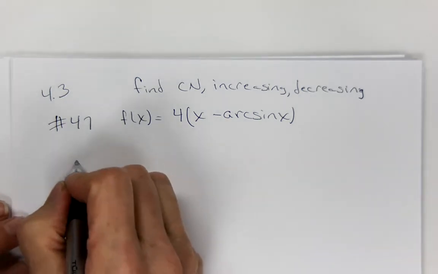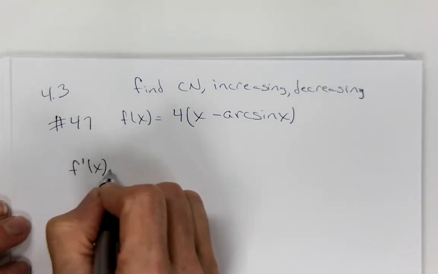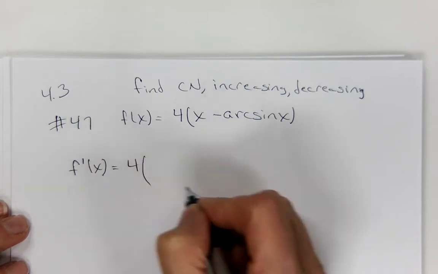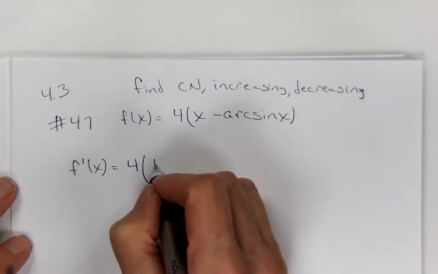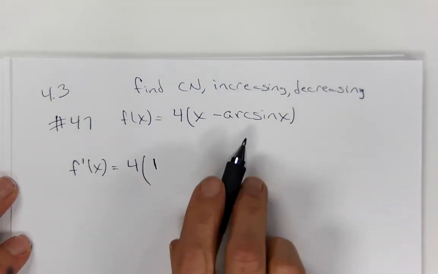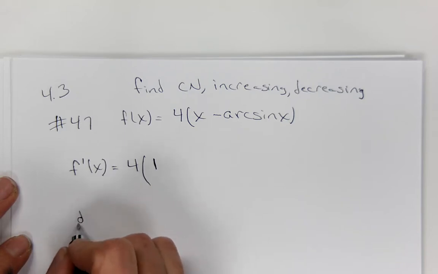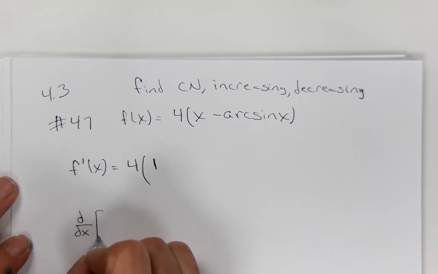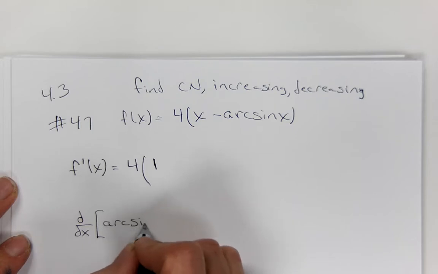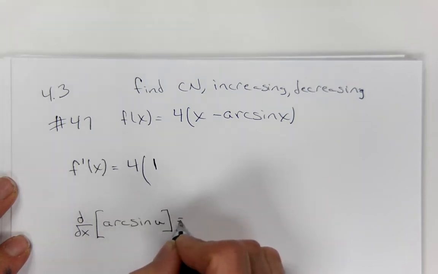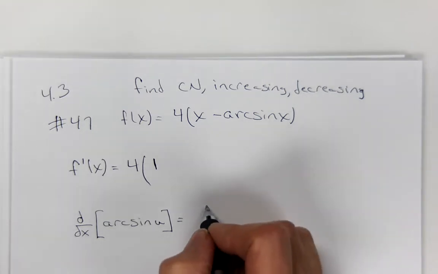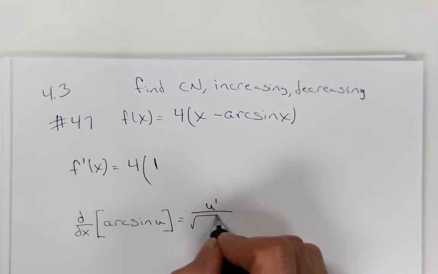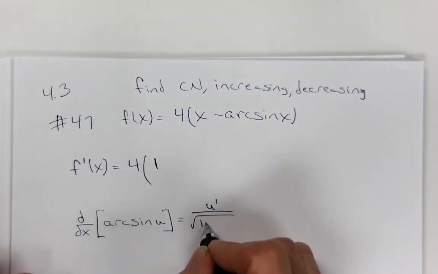To find the derivative, f prime of x, we can let the 4 go along for the ride. It's a constant factor. And the derivative of the first term now is 1. And we need the derivative of arcsine x. So that one, the derivative with respect to x of arcsine u, this is a formula, is equal to, let me see, I'm looking it up in my book here, u prime over square root of 1 minus u squared.